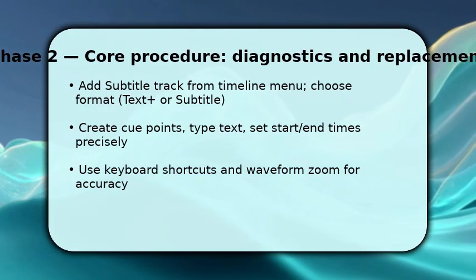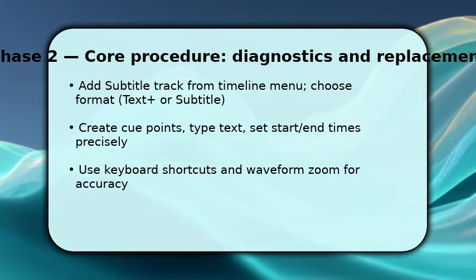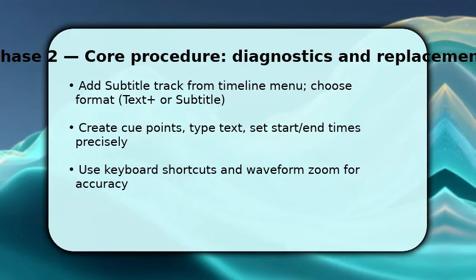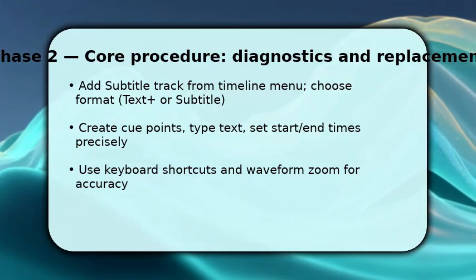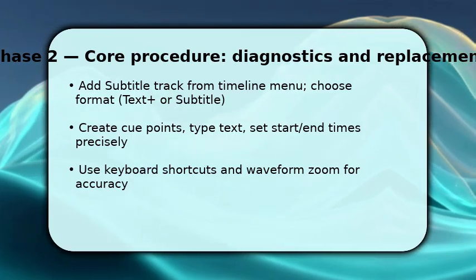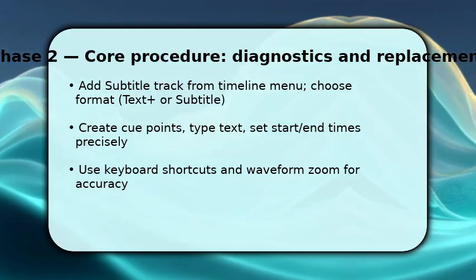Next, add a subtitle track from the timeline menu and choose the appropriate format. Text Plus offers styling, native subtitle offers burning options. You create cues by placing the playhead, pressing the Add Subtitle button, and typing the line. Adjust start and end times using clip edges or numeric trim fields so words appear with speech.